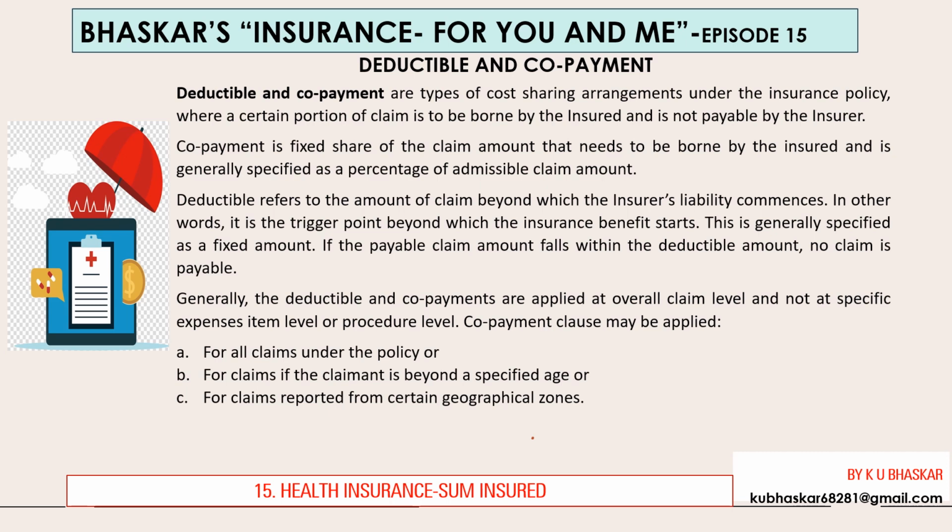The co-payment is a fixed share of the claim amount that needs to be borne by the insured and is generally specified as a percentage of the admissible claim amount. Whereas the deductible refers to the amount of claim beyond which the insurer's liability commences. In other words, it is the trigger point beyond which the insurance benefit starts.